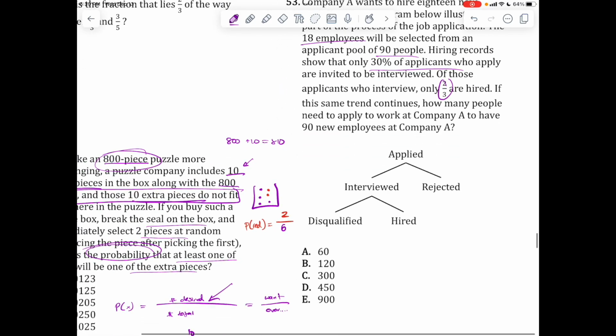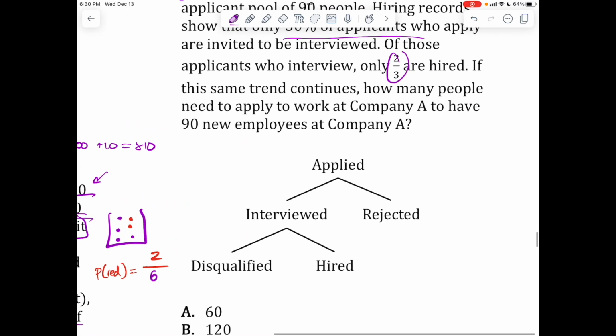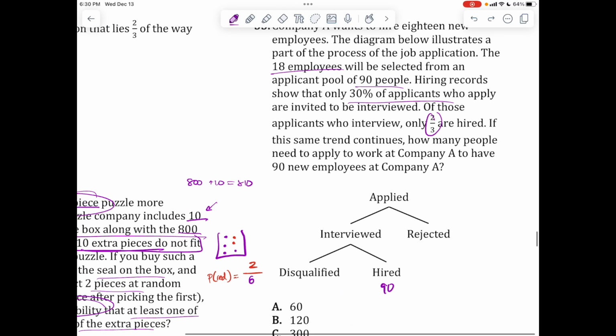Okay, so 90 new employees at Company A would be right here, right? We want 90 new hired employees. Now, let's follow this back up the chain. We need to find what the numbers would be because it's asking how many people need to apply. So we need to find this number, which means we need to find this number. What's the relationship between hired and interviewed? It says, of those who interview, only 2/3 are hired. So whatever this number is, take 2/3 of it, and that's the number of hired. So I can easily go down the chain that way.